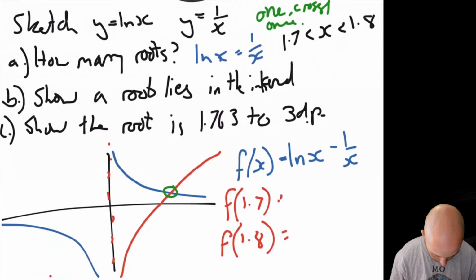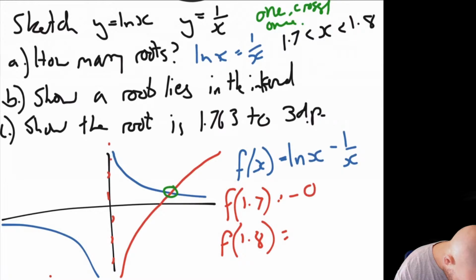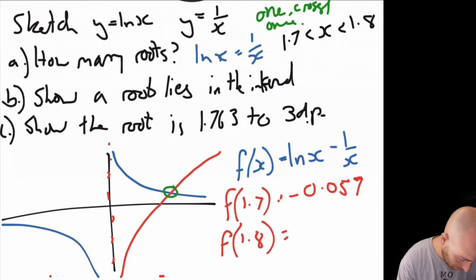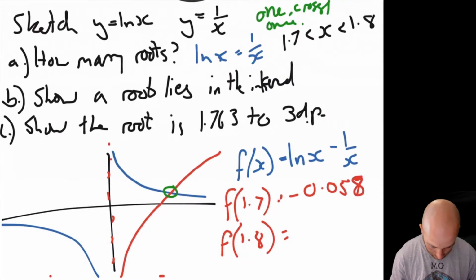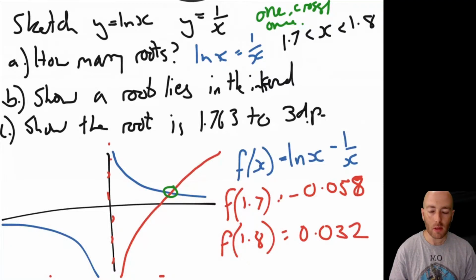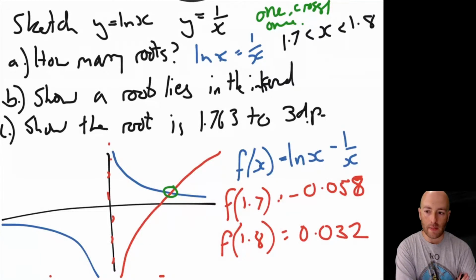So calculator out, ln of 1.7, take 1 over 1.7, which gives me minus 0.057, or 0.058 if I'm rounding. And do the same thing with 1.8, which gives me 0.032. So there's a sign change in that interval.